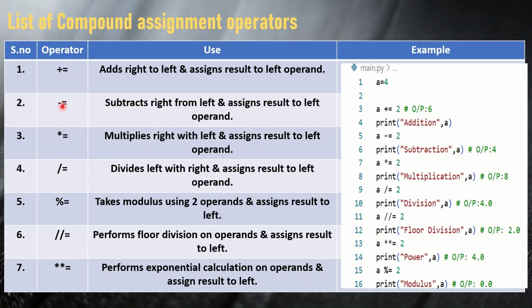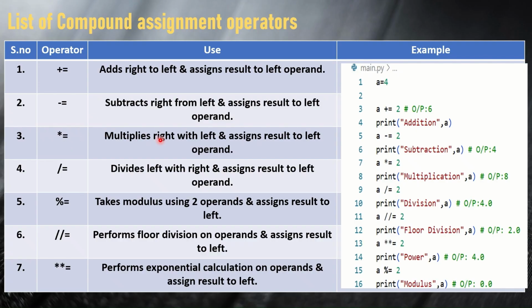So likewise, we have the minus equals operator. Instead of addition, this subtracts the right operand from the left operand and finally assigns the result to the left operand. So in this example, we have a minus equals 2. That means a equals a minus 2. From the output, we have the value of a as 6. So 6 minus 2 is 4, so the output will be 4. So this operator performs subtraction. The previous operator is mainly responsible for performing addition.